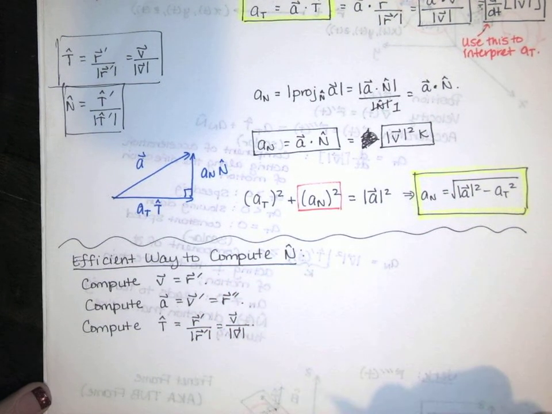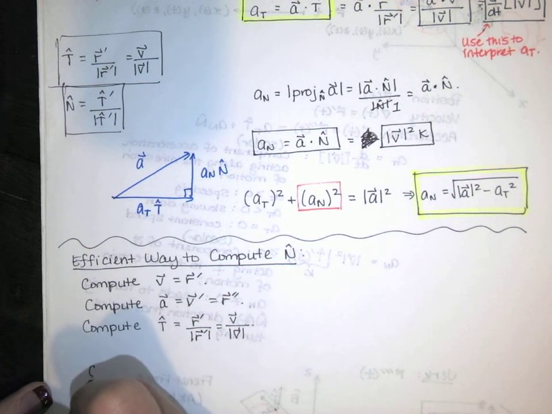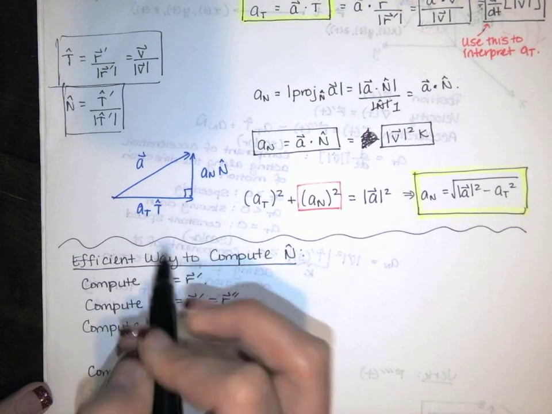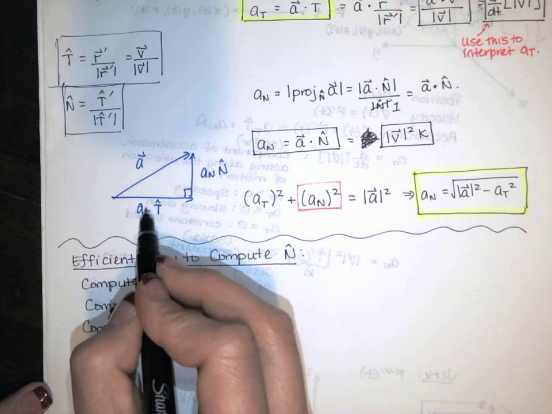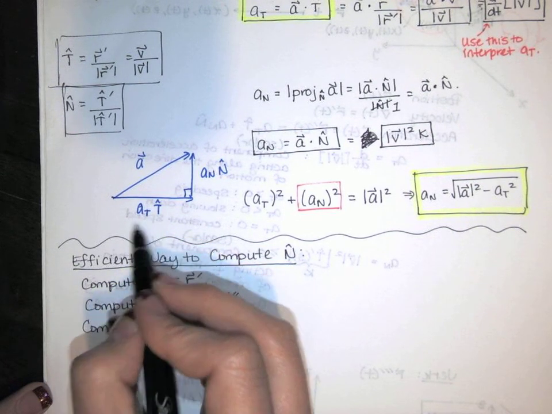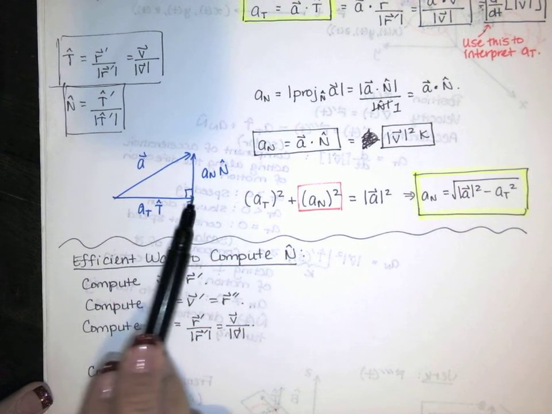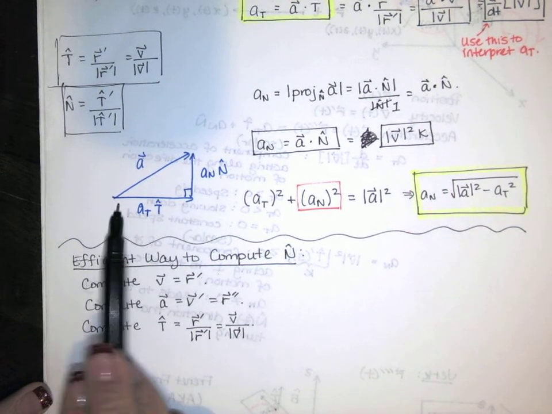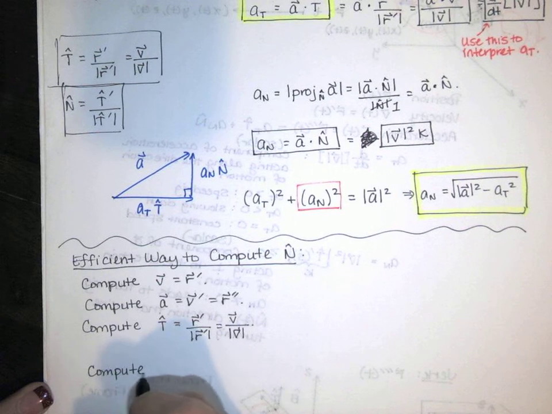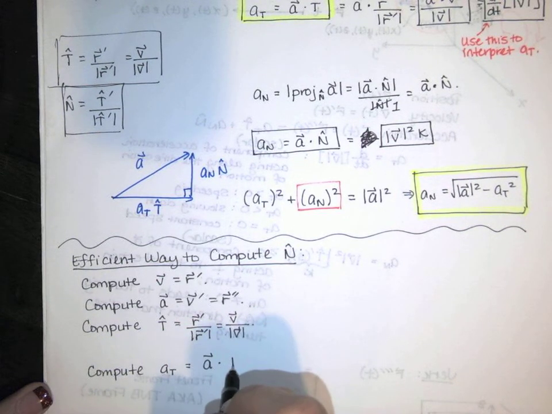And then if you want to find a sub t, that is the scalar multiplier. We're going to take that t hat, the direction of motion, and we're going to multiply by it, and that's the component of acceleration in the direction of motion. To compute a sub t, we'll just do a dotted with t hat.